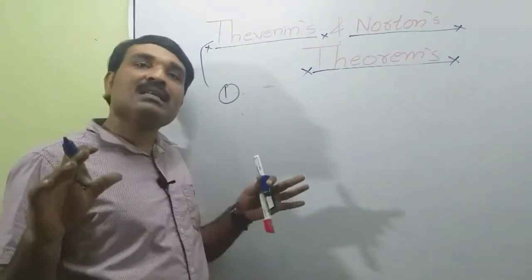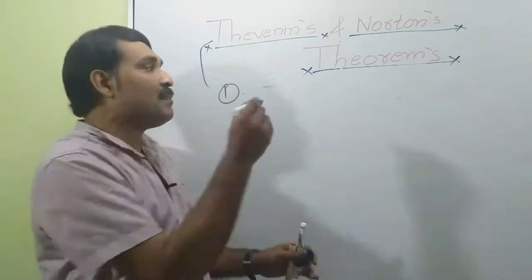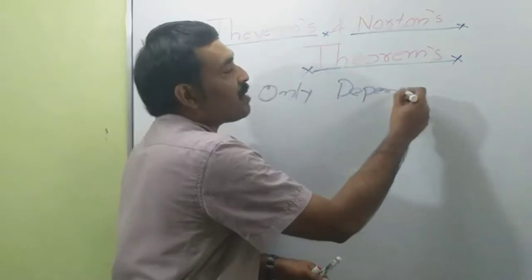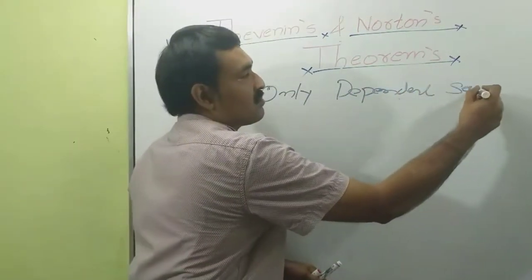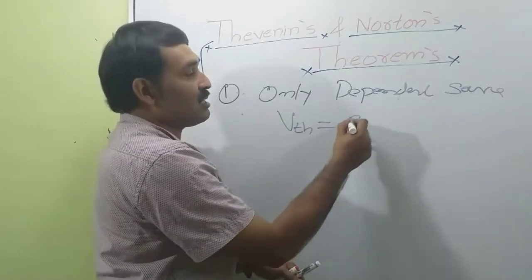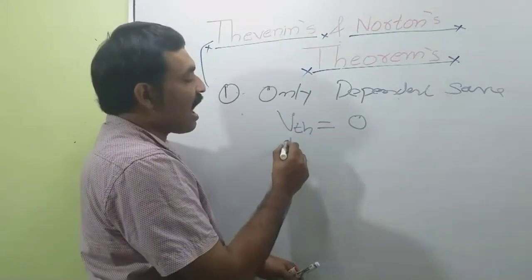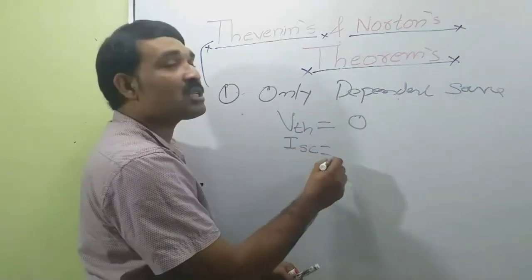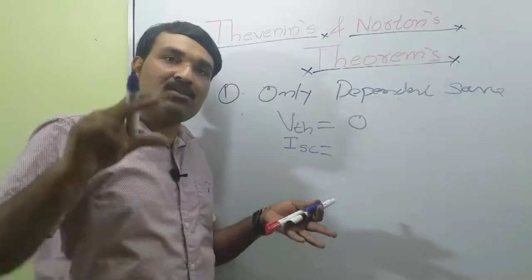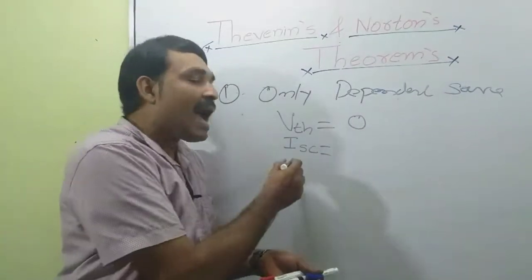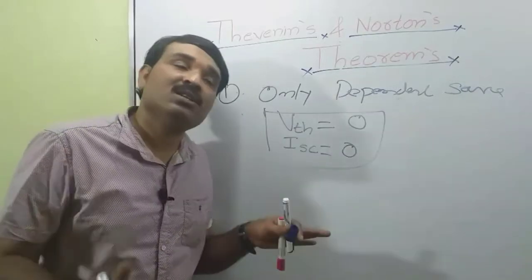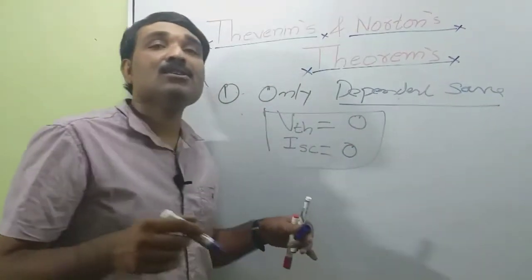Okay. Suppose the circuit consists of only dependent sources. Now VTH is equal to 0 and ISC is the short circuit current through the load. We can remove the load and short circuit, and the current passing through that short circuit path is called ISC, the short circuit current, which is equal to 0 if the circuit consists of only dependent sources.